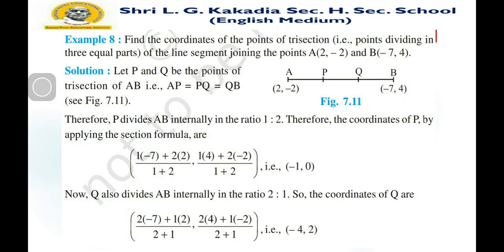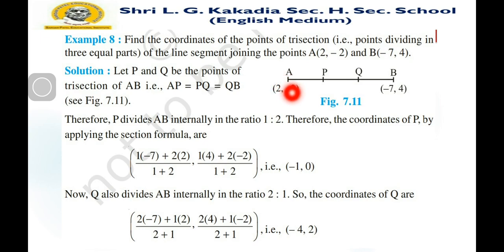Example number 8. Find the coordinates of the points of trisection. What is trisection? That is, points that divide a segment in 3 equal parts. Here P and Q divide AB in 3 equal parts, AP is equal to PQ is equal to QB, of the line segment joining the points A 2 comma minus 2 and B minus 7 comma 4.